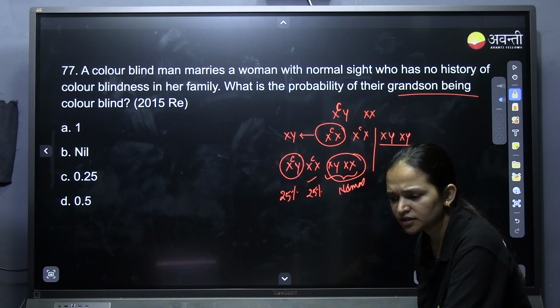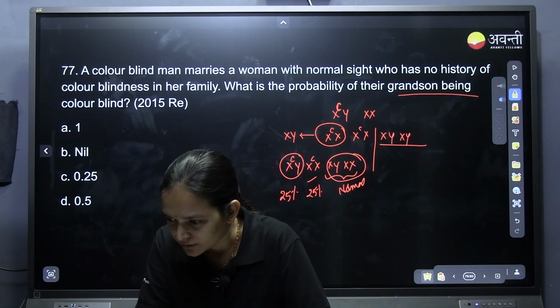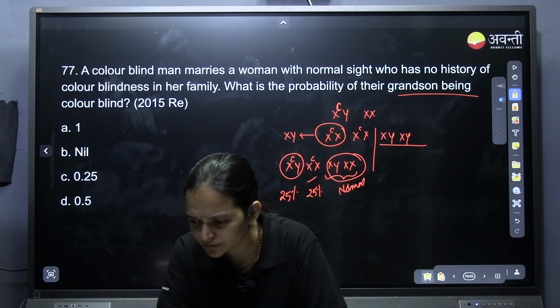Any doubts regarding this? क्या हुआ बच्चों? कोई डाउट है क्या? नो राइट. व्हाट इज आंसर? टेल मी.